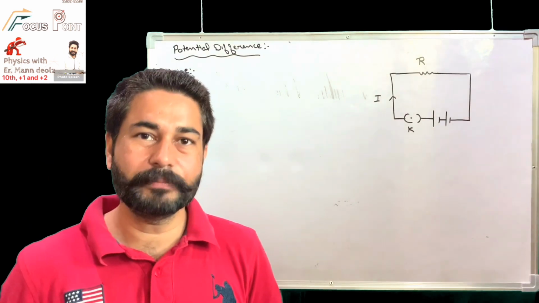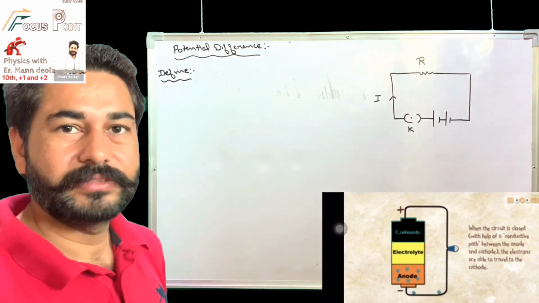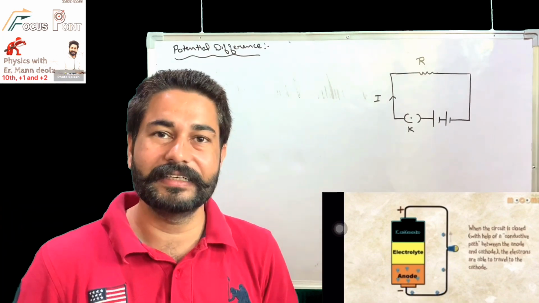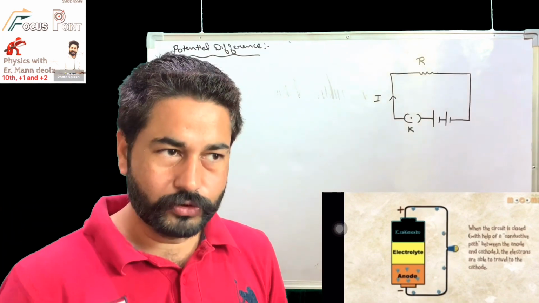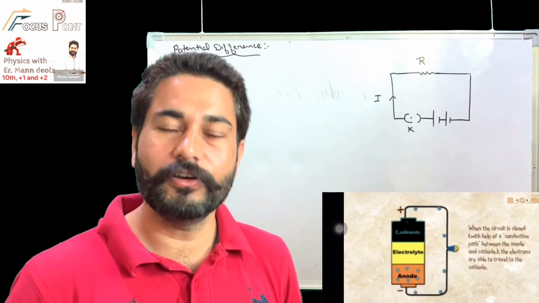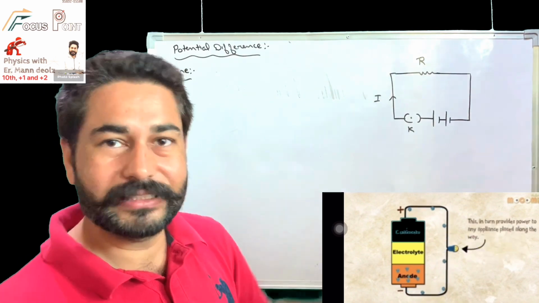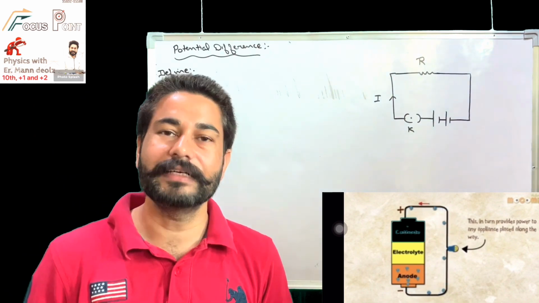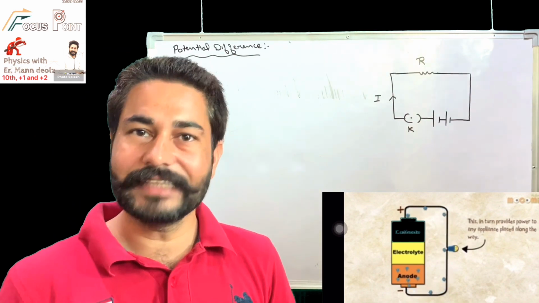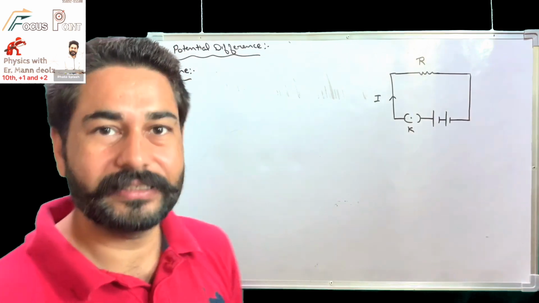Now first of all, what does potential difference mean? I told you what electric current is. Electric current is a flow of charges. The rate of flow of charge is known as electric current. Now I told you, in the wires, in the conductor, what flows? Electric charges flow. That is known as electric current.